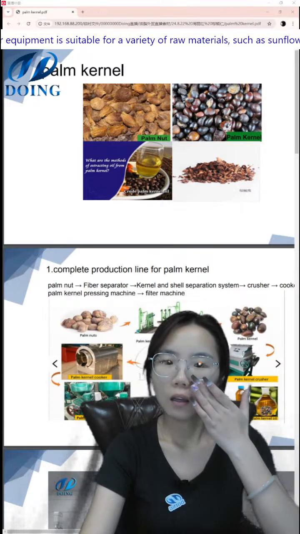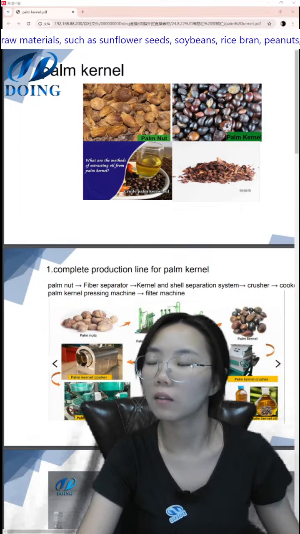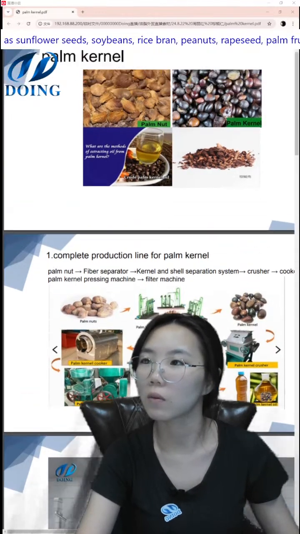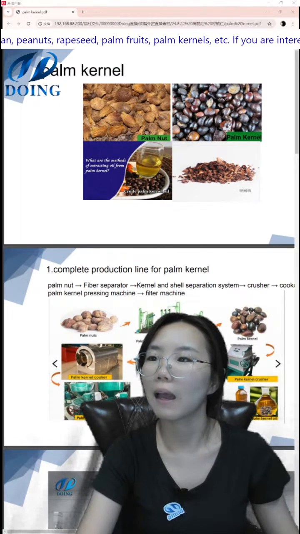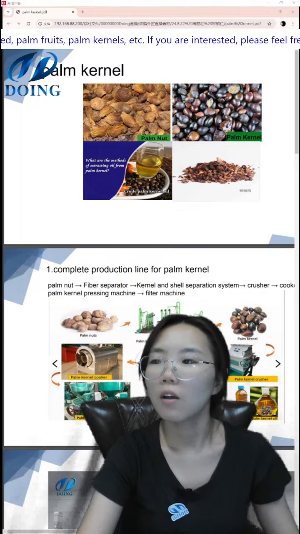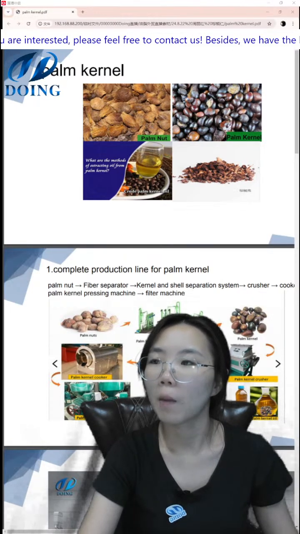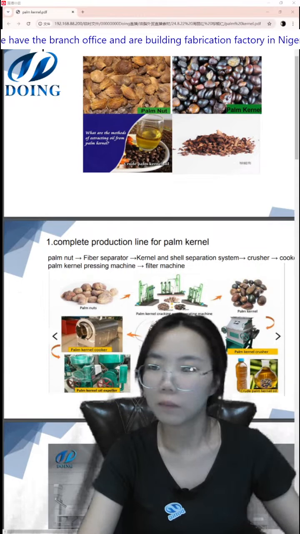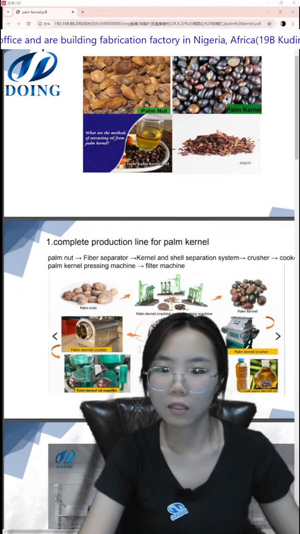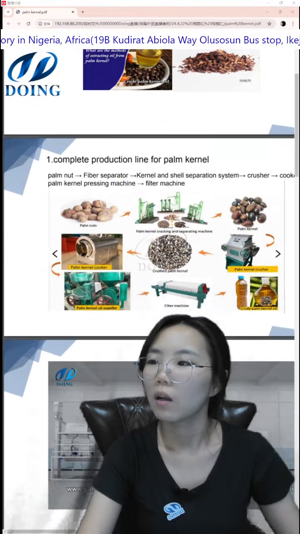Okay, let me introduce the palm kernel production line, the process production line for us. This is a palm kernel, and this is palm nuts. First, we should make palm nuts. We should make palm kernel from the palm nuts. The first is a complete production line for palm kernel.